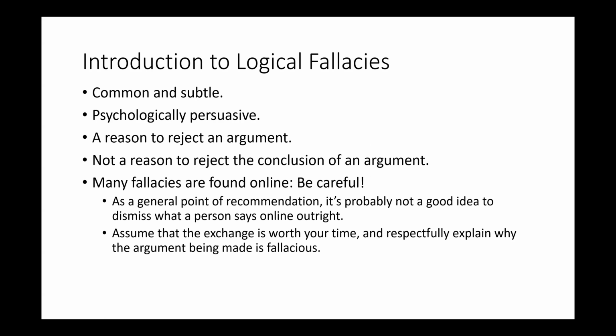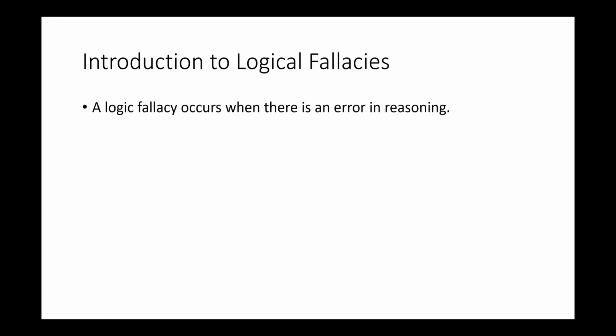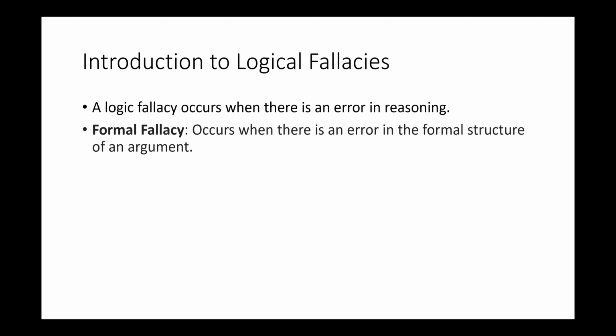So now that I've set the stage with regard to our discussion of fallacies and what you should expect, I do want to make it very clear what a fallacy is. For our purposes, a logical fallacy occurs when there is some form of an error in reasoning. And there's actually two different kinds of fallacies that we're going to be concerned with. There's formal fallacies, and these occur when there's an error in the formal structure of an argument. And we'll say a little bit more about that in a minute. But the basic idea here is that there's something wrong with the use of the rules of inference.